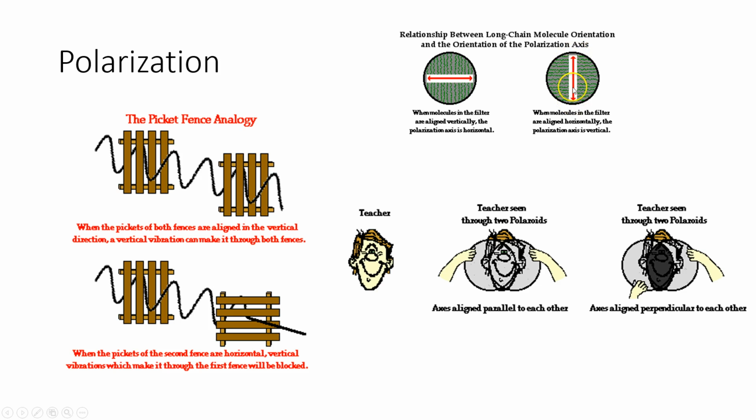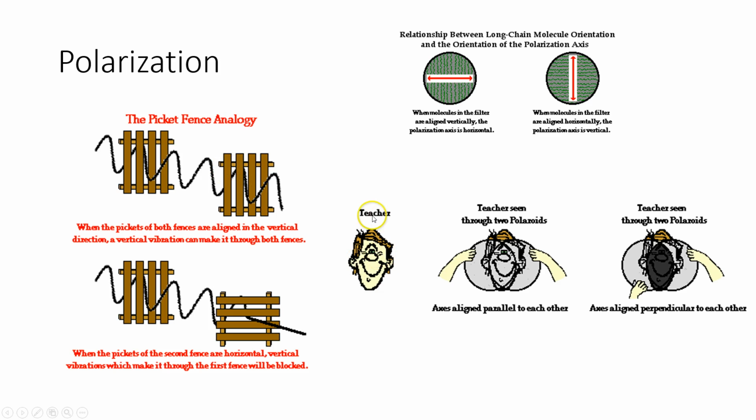So you'll notice that when the molecules in the filter are aligned vertically up and down, the polarization axis is actually horizontal, and then vice versa here. Notice that the molecules in the filter are left to right, so the polarization is actually up and down. So the waves coming out of this will only travel up and down, and the waves here are only left and right. Similar to these picket fences.